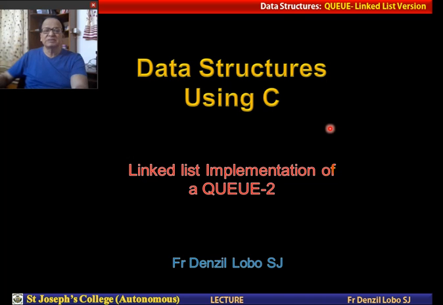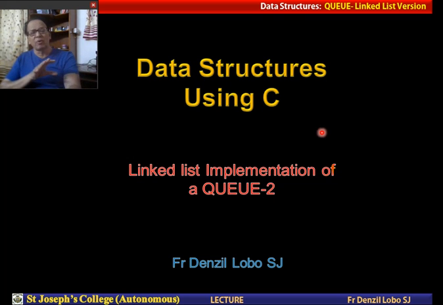Data structures using C, linked list implementation of a queue. In the last exercise, we did a linked list implementation of a queue. There, I just gave the front, and whenever we wanted to insert a new node, we traversed through the whole list and added the new node at the end of the list. I want to modify this program a little.